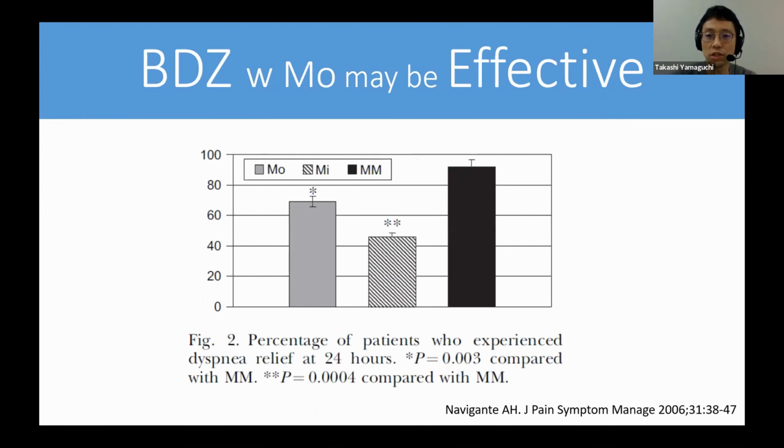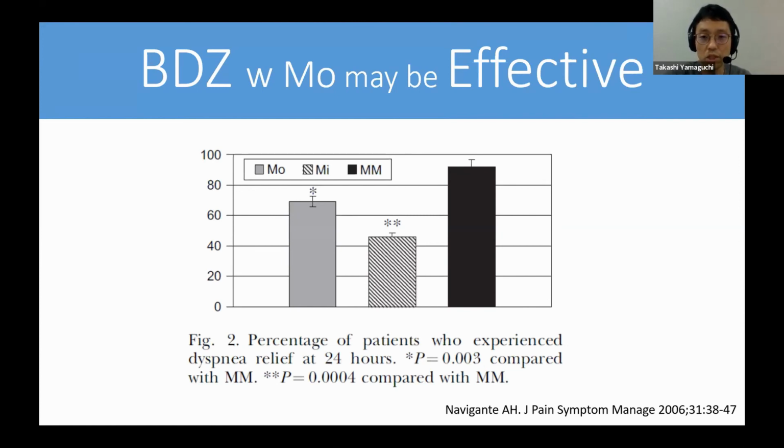This slide shows the result of a 3-arm RCT done by Navigante. These bars show the proportion of patients who perceived improvement of dyspnea in the morphine solo use, midazolam solo use, and morphine-midazolam combination use groups. The black bar is the combination use. In the combination group, the proportion of improvement is significantly higher than the other two groups.